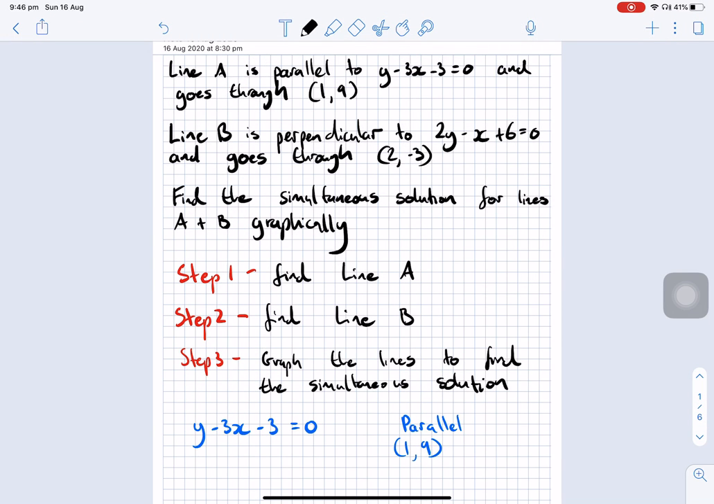Hey guys, we're looking at graphically solving simultaneous equations today. Got a problem solving question.